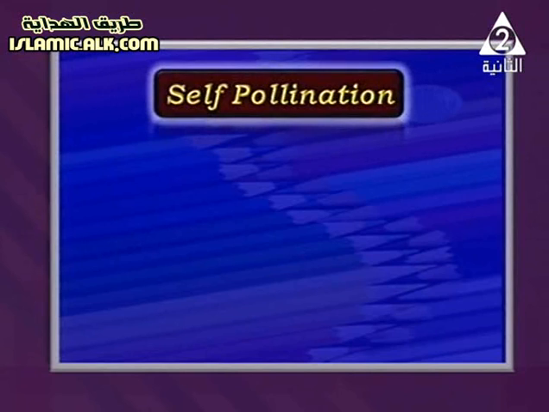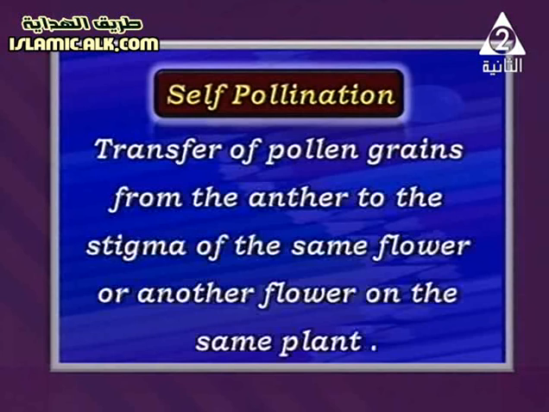Well, how many types of pollination do we have? Number one, we have self-pollination. Self-pollination means what? The transfer of pollen grains from the anthers of the flower to the stigma of the same flower, or from the anthers of a flower to the stigma of another flower of the same plant. For example, we have one flower. This flower is a typical flower. It contains male and female parts, anthers and the stigma at the same time. What happens inside it?